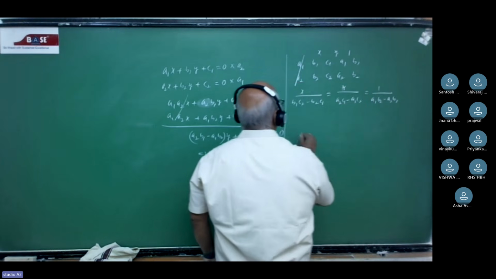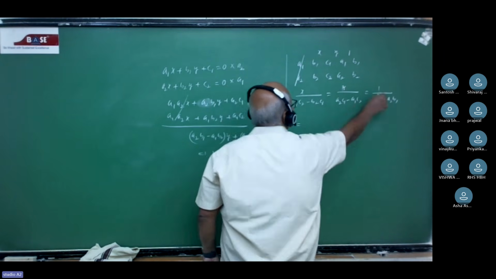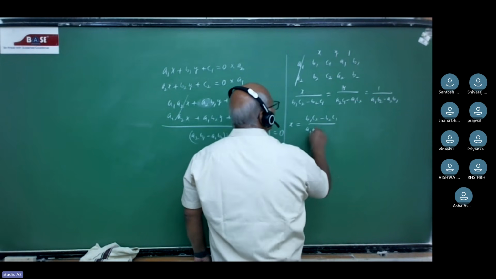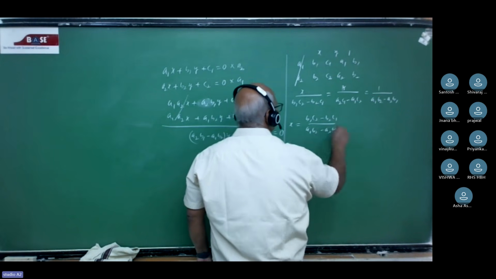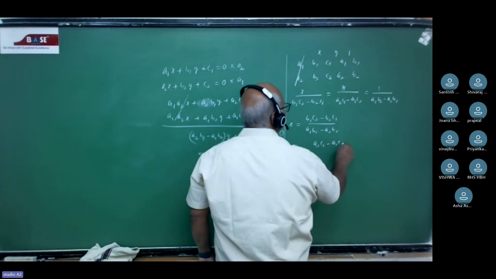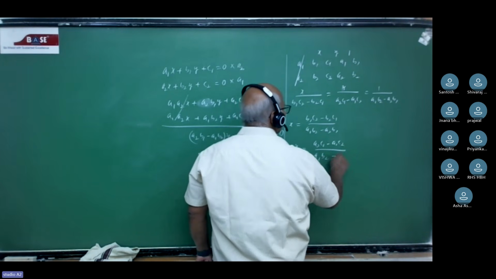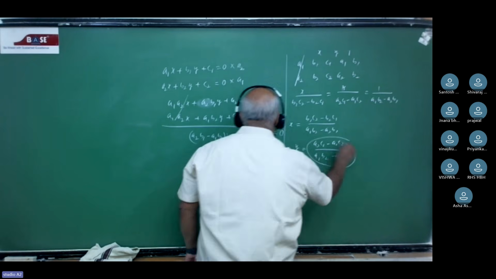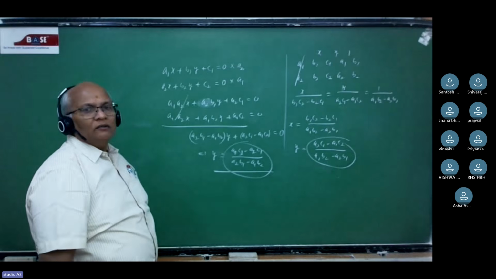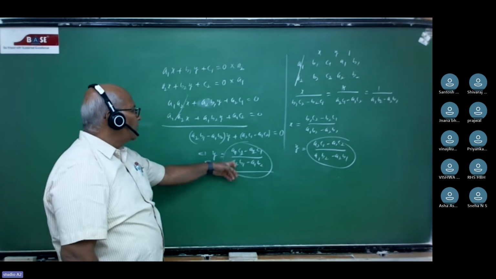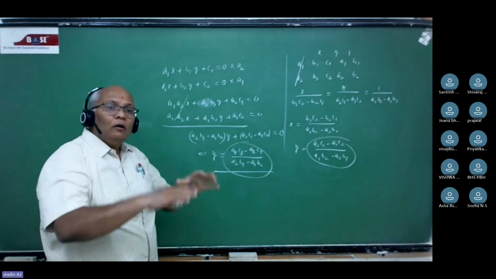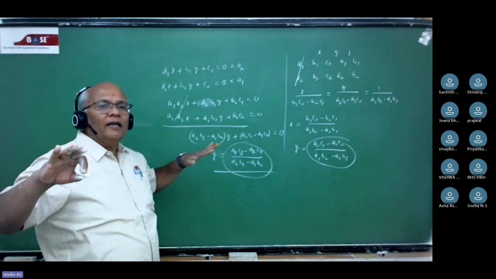Do you remember, I can get what x and y are? x should be (b1 c2 minus b2 c1) divided by (a1 b2 minus a2 b1), whereas y would be (a2 c1 minus a1 c2) divided by (a1 b2 minus a2 b1). Now check whether this is the same as this. It's the same. What is the difference? If you multiply the numerator and the denominator by a minus sign, you will get that. So there is a procedure with which you can get it.